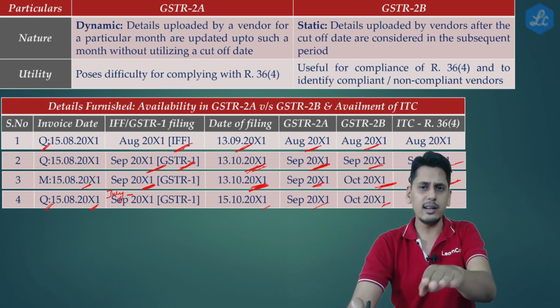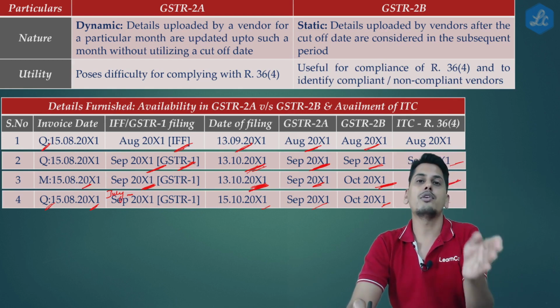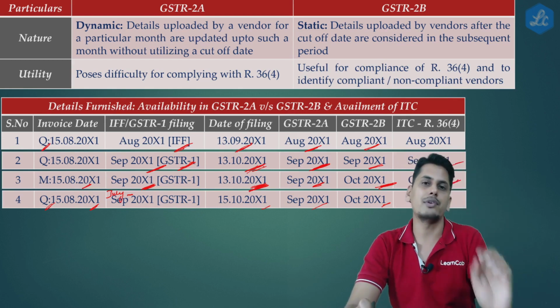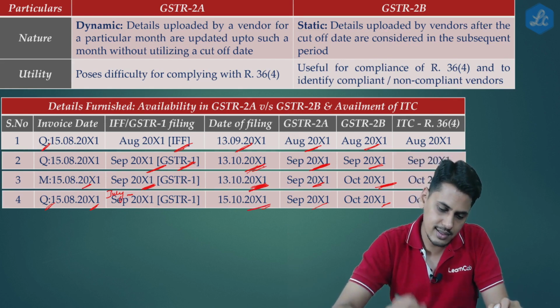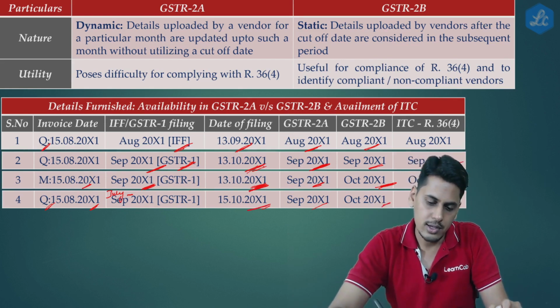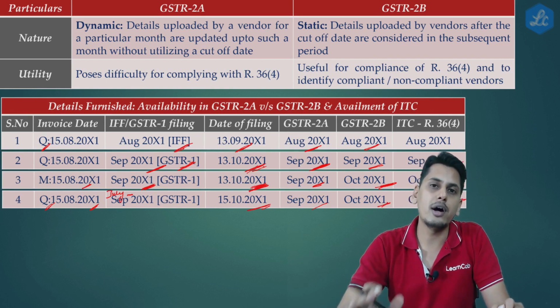And what is the starting date? Preceding month was September. For September, it was 13th of October. So for October, it is going to start from 14th of October. So from 14th October till 13th November, yes, this is fitting into this window. So therefore, 2B of October, ITC in the return for the month of October.